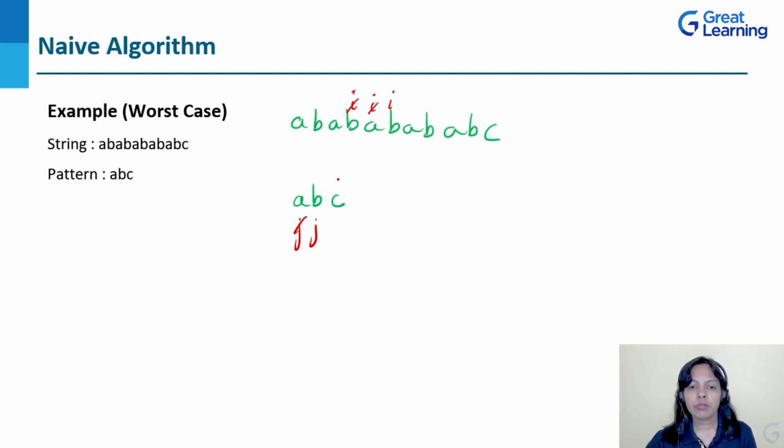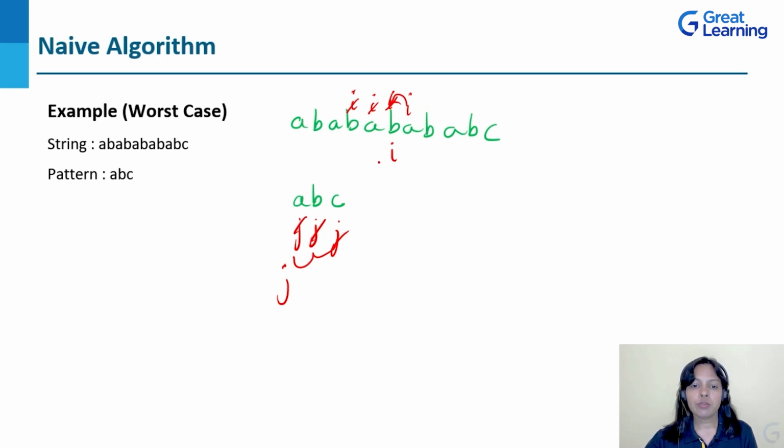Okay. Now j and i are again the same, right? B and B. So both will be incremented. Now i and j, are they equal? No, they are not. So what will happen? j will be decremented by how many? 2 places. It will come to the beginning. So i will be decremented by how many? 1 less than j. 2 minus 1, 1 place. So i will be decremented to this location. That is, i will be pointing over here.